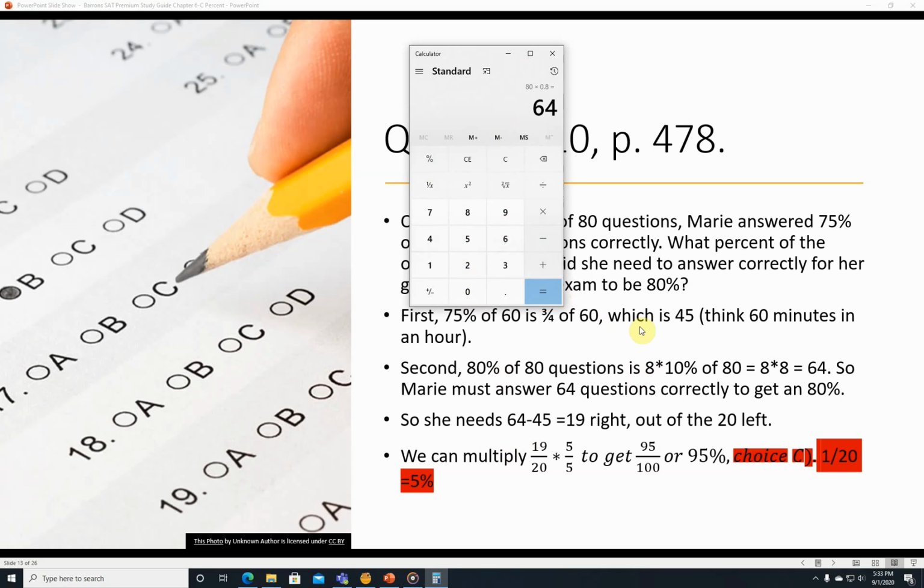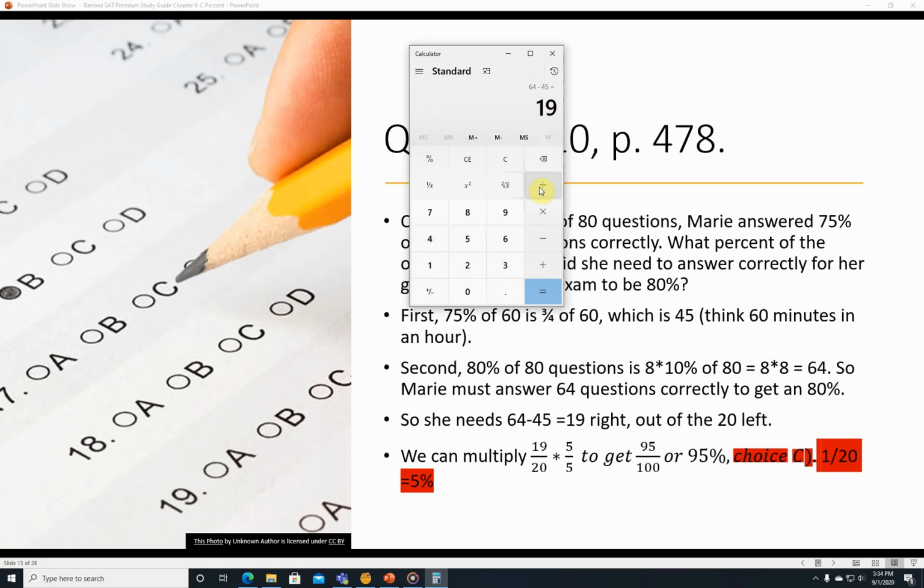The way to do it without a calculator, know that 10% of 80 is 8. Obviously, 80% is going to be 8 times 10%, so that's going to be 8 times 8, which is 64. So Marie must answer 64 questions correctly to get an 80%. So she needs 64 minus 45. Hopefully you can do this by hand, but if you have a calculator, you might as well use your calculator to avoid stupid arithmetic mistakes.